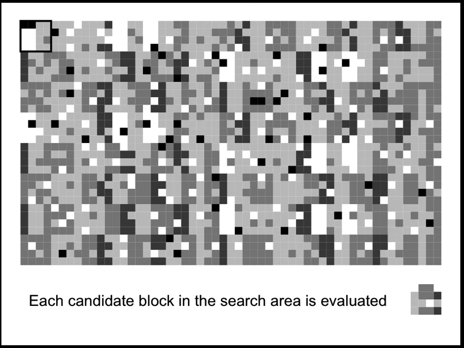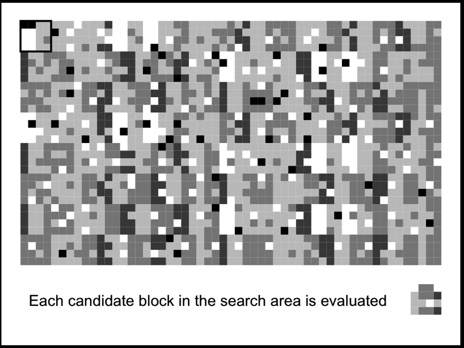So it compares the first block with the block it's looking for. The block that we want to not transmit, the block we're looking for, we call the target block. So this here is the target block. And then each block we're evaluating, we call the candidate block.